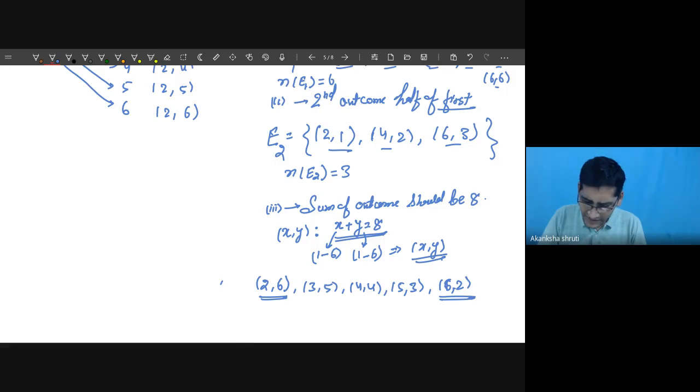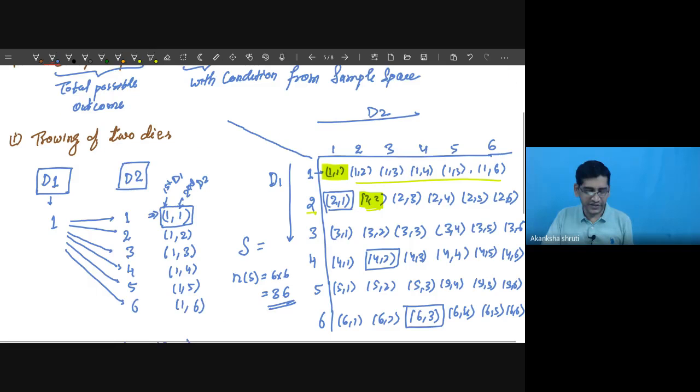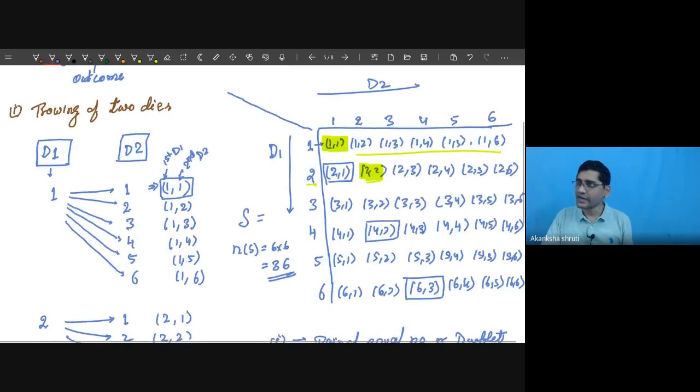So in this case, this is the event E3. Put it into a bracket. What is the number of elements in this event? As counted: 1, 2, 3, 4, 5. It is above 5. So this is the way of considering the event after writing the sample space. So drawing two dice was important.